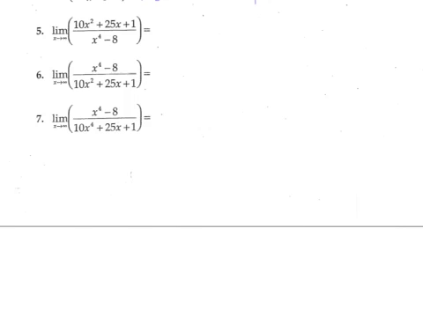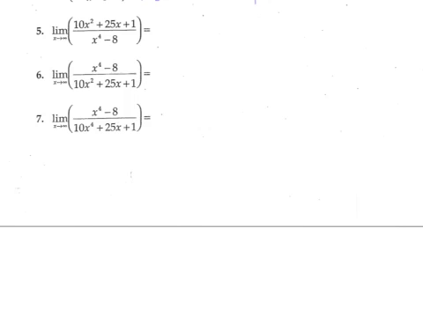For problems 5, 6, and 7, we're trying to find a limit as x approaches infinity. So you can check your work by taking a look at the degrees of the numerator versus the denominator and finding the horizontal asymptote. So for number 5, the degree on top is smaller than the degree on the bottom, so we know that this will approach 0. But to show the work, we need to divide each term by the largest exponent in the denominator.